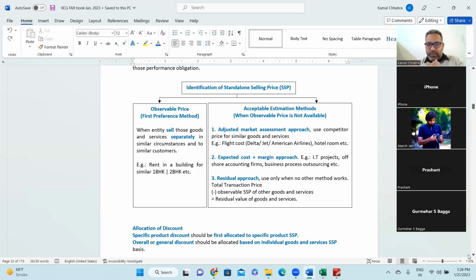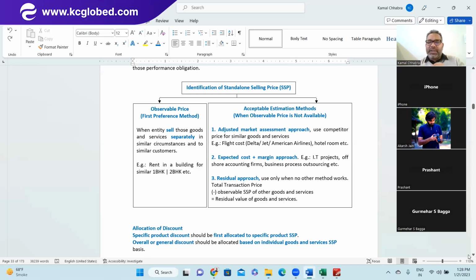First one is observable price, which is always the first preference. Second one is the adjusted market assessment approach, that's the second preference. Third one is expected cost plus markup. And if nothing applies, then only you go to the residual approach. Make sense?